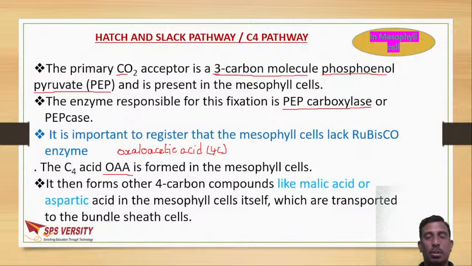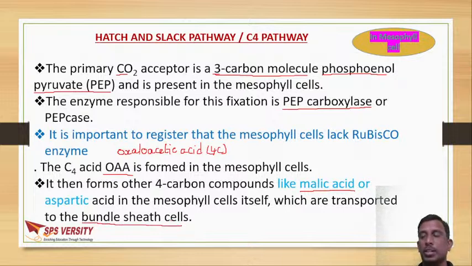This 4-carbon compound will form, in the next reaction, either malic acid or aspartic acid. So oxaloacetic acid is converted to malic acid or aspartic acid. Malic acid form है तो उसको malate formers बोलते हैं. ऐसे कुछ plants में aspartic acid form होते हैं, इसको क्या बोलते हैं? Aspartate formers. This malic acid or aspartic acid, which is formed in mesophyll, is transported to bundle sheath cell.